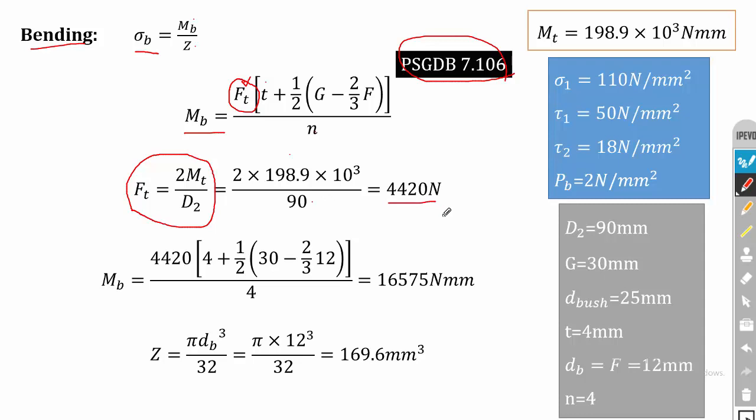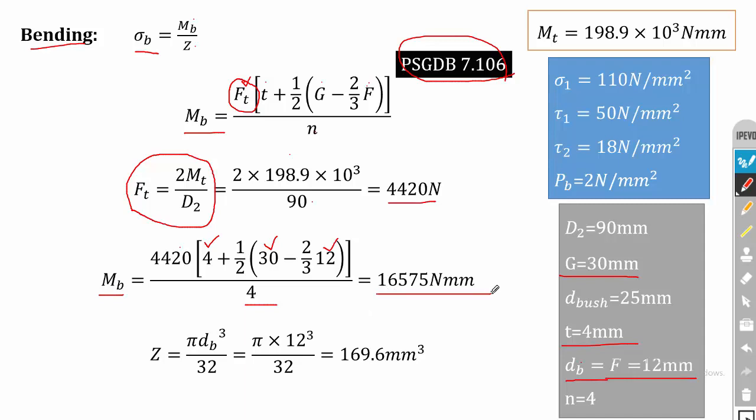So the force value is 4420 Newton. Then we can substitute everything in this equation. In the problem we have selected t equal to 4 mm. Then g is 30 mm, that is the overall thickness. Then 2 by 3 f is 12 mm. Actually, we have considered the f value as dB, so don't confuse that, because we have selected the equation from the data book, so we have to use the same notations as in the data book, both in the table as well as in the equation. That is why they have used f here. So f is 12 mm, then the number of bolts is 4.